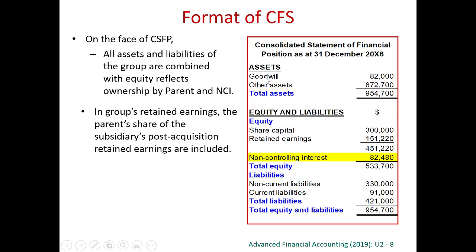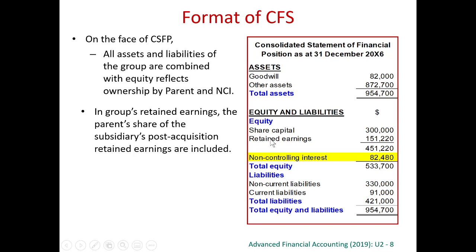Of course, on consolidation, we may have created a goodwill. So remember, if we pay more than what we get, there will be a goodwill. Goodwill is an asset, so therefore goodwill will be stated under non-current asset. This applies to income, expense, assets, and liability. We add 100% of the parent and 100% of the subsidiaries together.